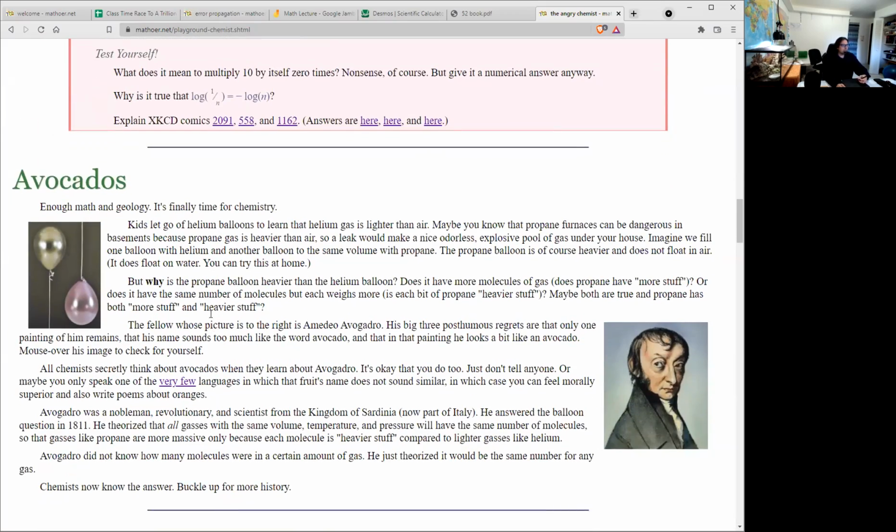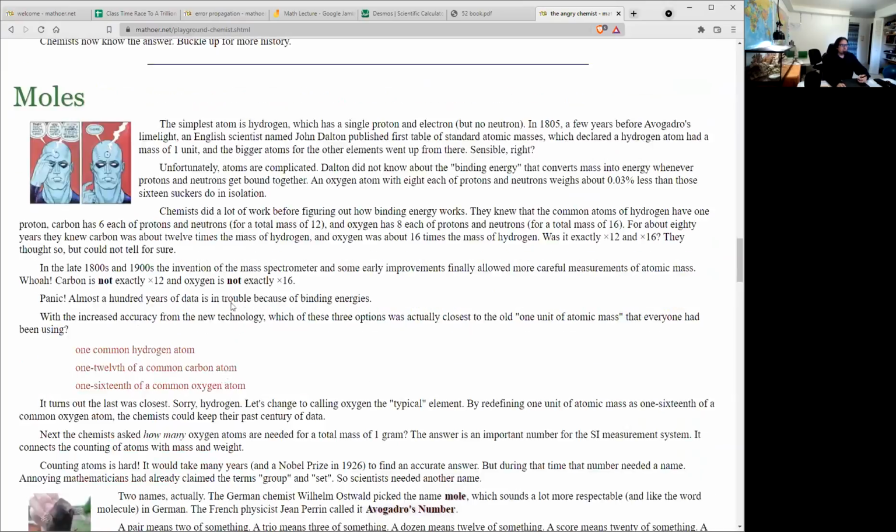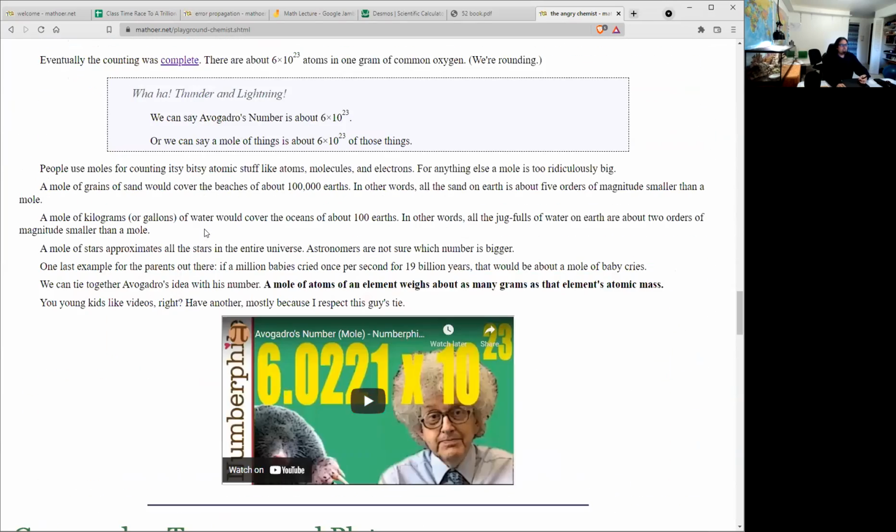Okay, then we have avocados, Avogadro's numbers, moles, and so on. Our first example of something that is just too big to think about, 6 times 10 to the 23 is the rounded version of Avogadro's number. How big is that? Well, that much sand, grains of sand, would cover the beaches of 100,000 Earths. That many kilograms or gallons of water would cover the oceans of 100 Earths. So this is a really big number.